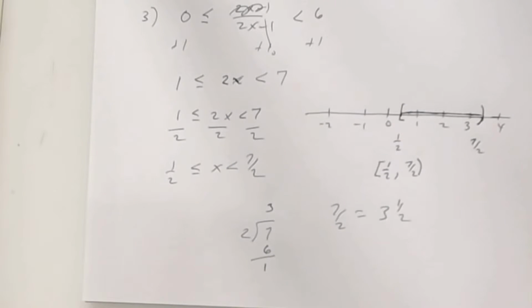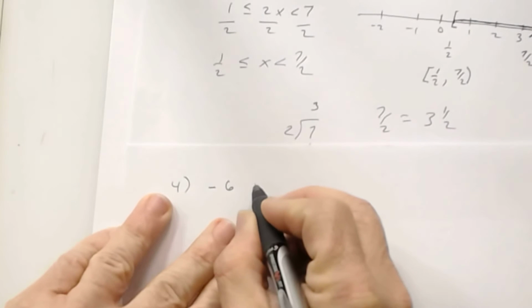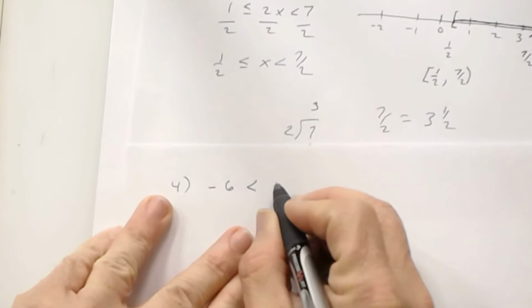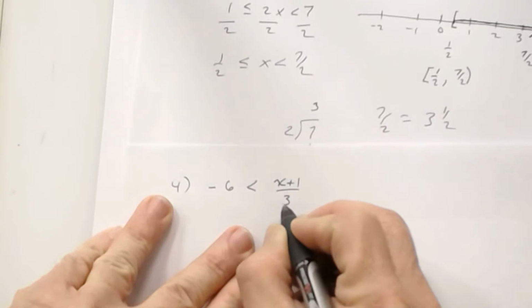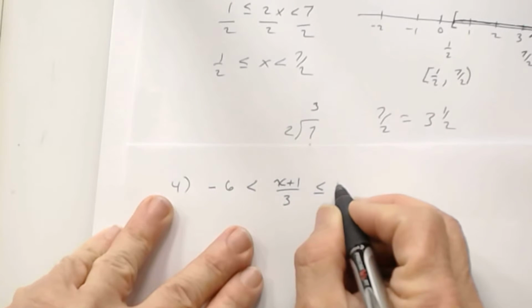All right, so that's number 4. I'm sorry, that was number 3. Number 4. All right, number 4, let's say we had this. Suppose we had -6 is less than x plus 1 divided by 3, which is less than or equal to 2.